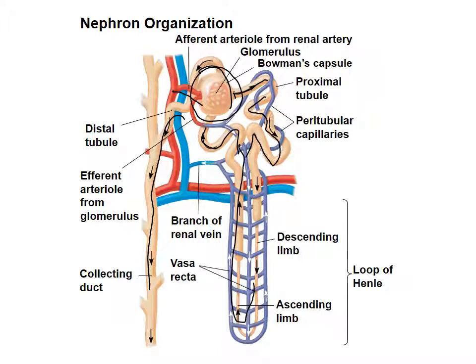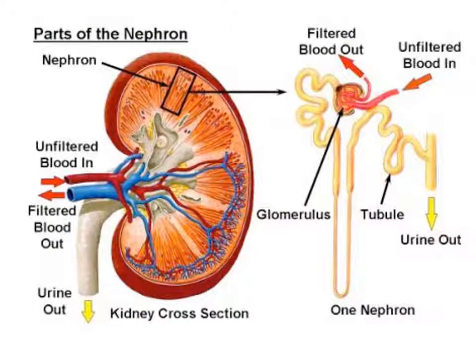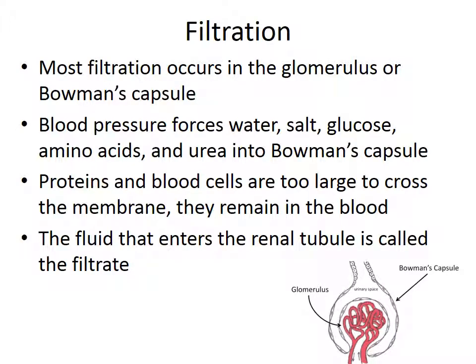So let's look at this in a diagrammatic way. This is a much cleaner way of looking at it. So again, this is the Bowman's capsule, proximal tubule, descending loop of Henle, ascending loop of Henle, and distal tubule, and then the collecting duct. Most filtration occurs in the glomerulus or the Bowman's capsule. Blood pressure forces water, salt, glucose, amino acids, and urea into Bowman's capsule. Proteins and blood cells are too large to cross the membrane, so they remain in the blood. The fluid that enters the renal tubule is called the filtrate.